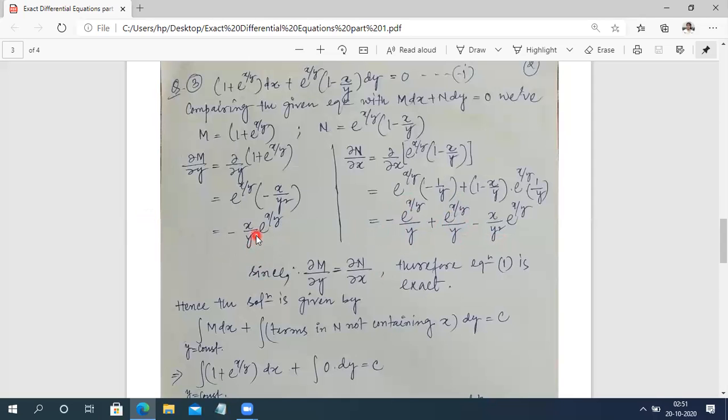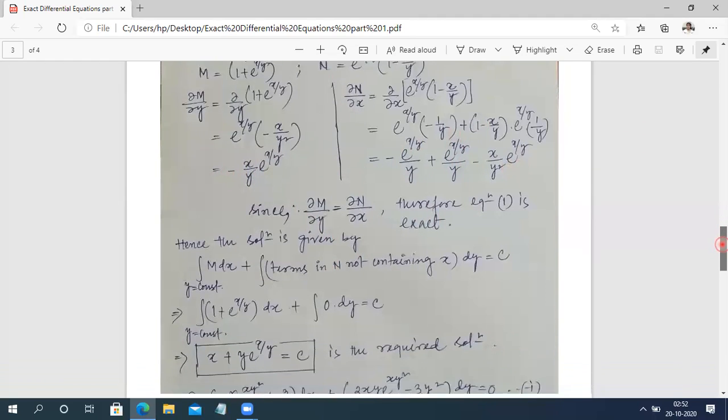Here it will be y square also. Just correct this. This is minus of x by y square, right? And here also minus of x by y square e raised to the power x by y. These two terms will get cancelled, and these values are the same. Here I have missed writing y square. Okay, you make it correct. So these two values are the same. So this given equation is an exact differential equation.